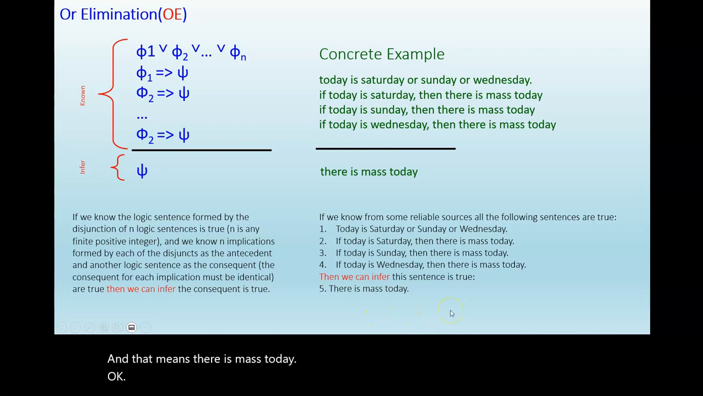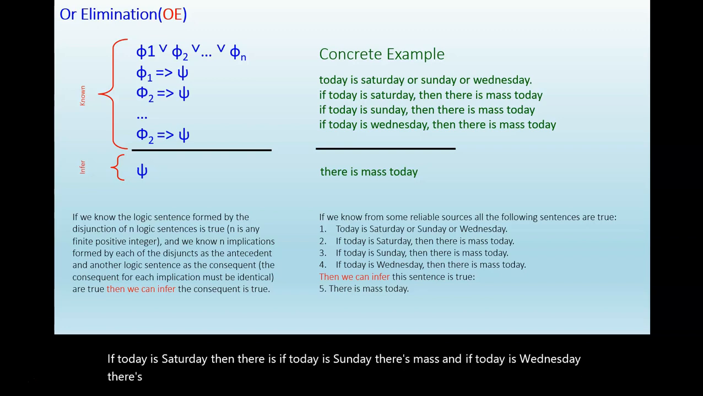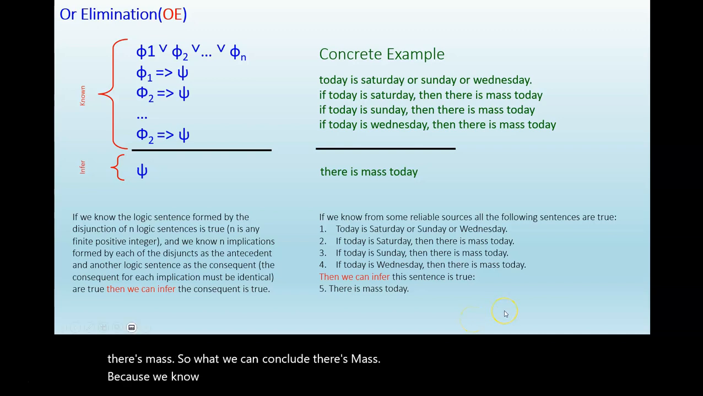If we know from some reliable source, somebody who knows about this parish, all of these sentences are true. Today is either Saturday or Sunday or Wednesday. If today is Saturday, then there is Mass. If today is Sunday, there's Mass. And if today is Wednesday, there's Mass. So what we can conclude, there's Mass. Because we know it's one of those days.